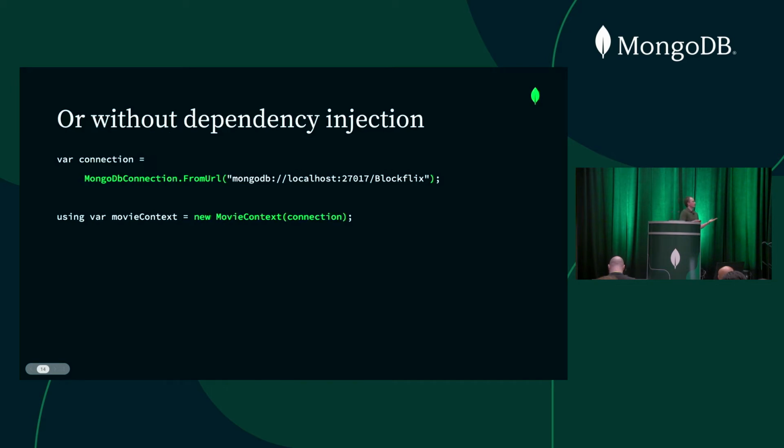But because it's that simple, you can also just do it without dependency injection. There's no reason to prefer necessarily one or the other. MongoFramework doesn't care. As long as you correctly dispose of your context like you would in Entity Framework, everything will work out fine.